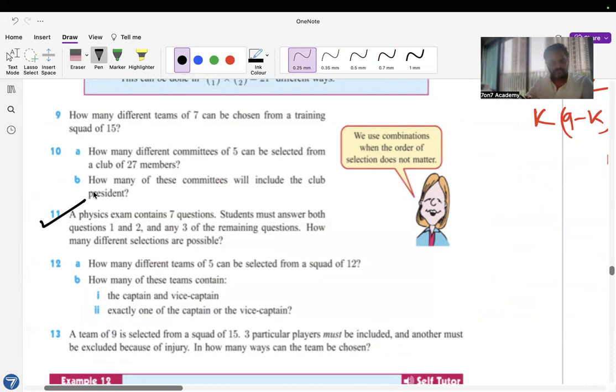So 1 and 2 will remain constant, and then 5C3 will be the number of selections possible. So answer will be 5C3.